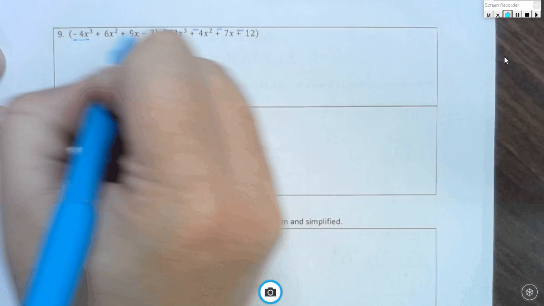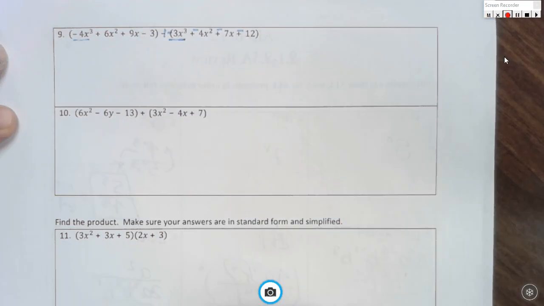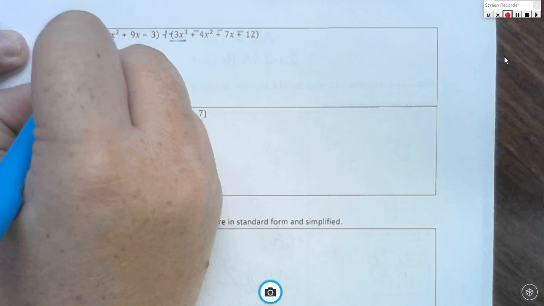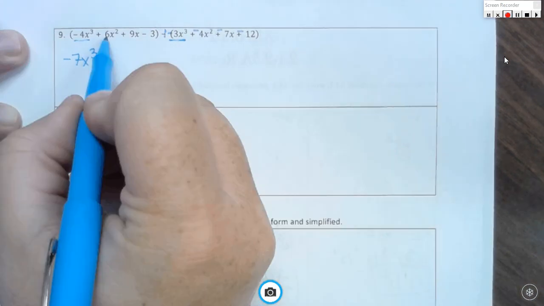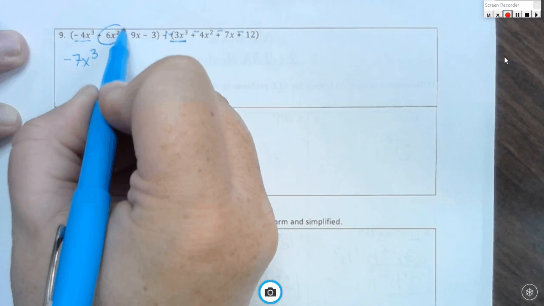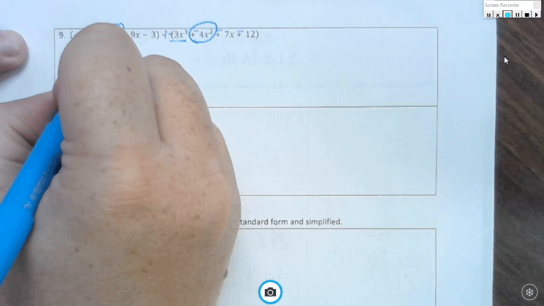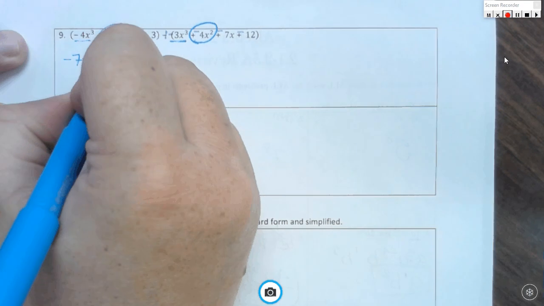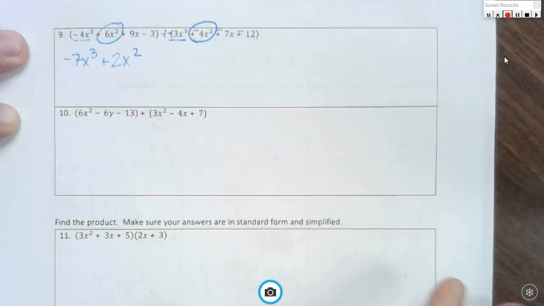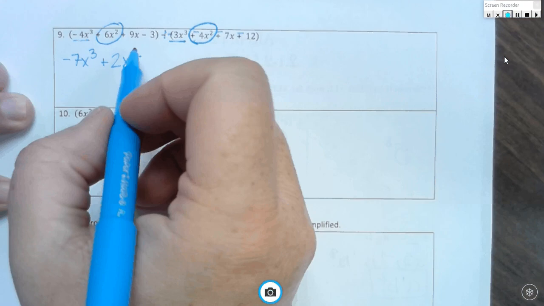Negative 4x cubed and negative 3x cubed would give me negative 7x cubed. 6x squared and negative 4x squared would give me positive 2x squared. Remember, we're just combining coefficients. We're leaving the base and the exponent alone.